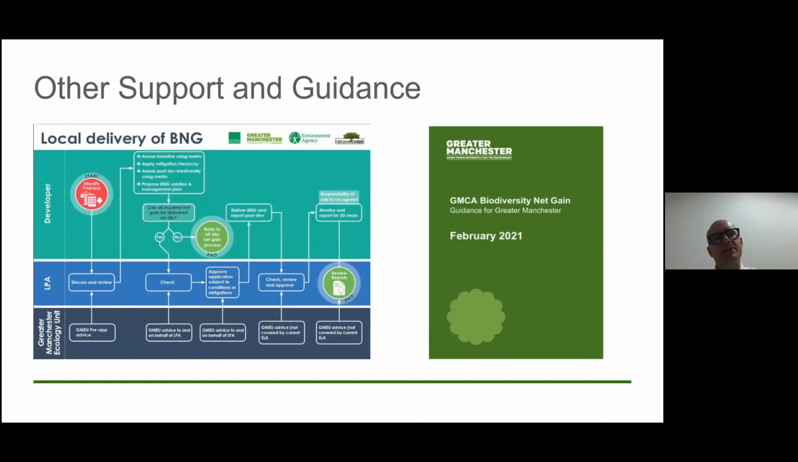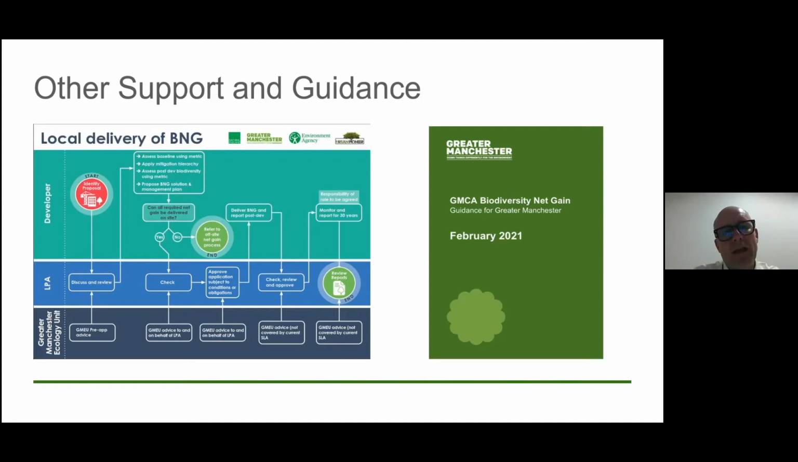And I mentioned support. There's lots of other support that we've been producing for Greater Manchester in advance of the mandatory requirement for biodiversity net gain that will be coming in 2 years' time. So we've been working with all our 10 planning authorities to better understand what this means for them, but also the opportunities that this can bring, so that we have a plan and a head start before this comes into force over the next few years.